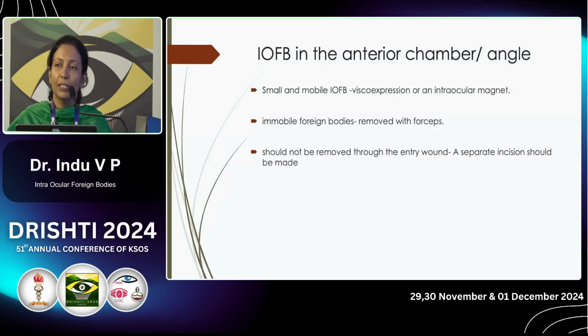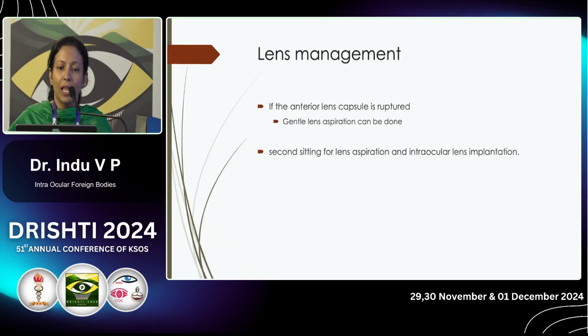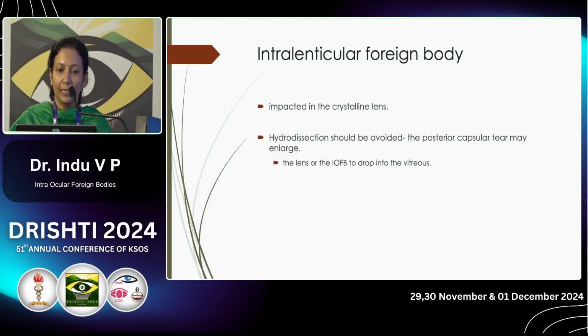and the anterior chamber has to be formed. If the foreign body is in the anterior chamber angle, it can be removed by viscoexpression, by using a magnet if it is magnetic, or with forceps. And make sure that you do not remove it through the direct entry wound. A separate incision has to be made. And if lens management is needed, that is done as well.